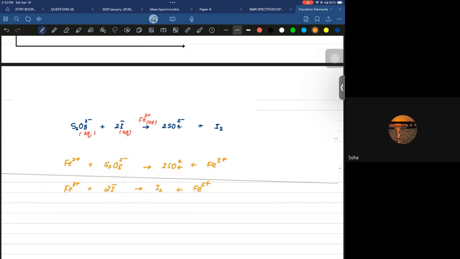If you are not adding the catalyst into this system, the reaction wouldn't be possible because the reactants would be repelling each other. Okay, in this way the catalyst works.